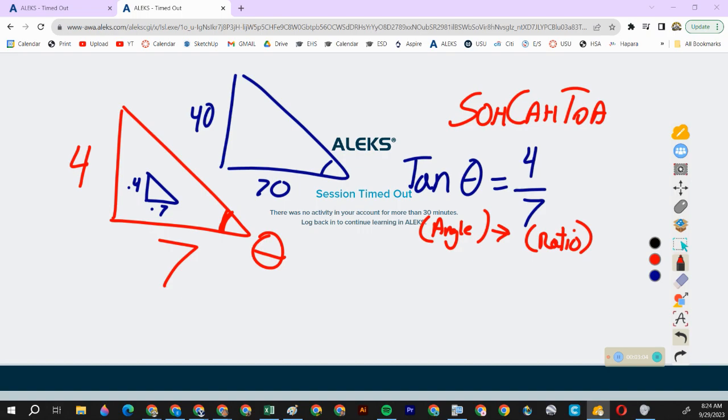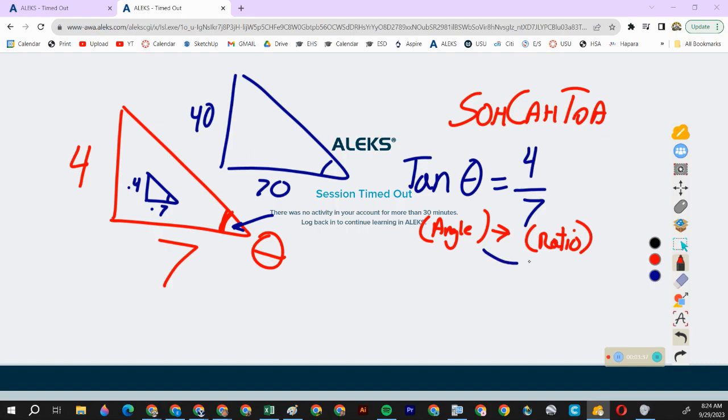Well, each one of those has the same angle. Whatever this measure is, every single time you have a right triangle with that angle, the tangent will always equal 0.57 every single time. So, if we know what the angle is, we can use that information to find a missing side length. But if we know what the ratio is, we should be able to find the angle.